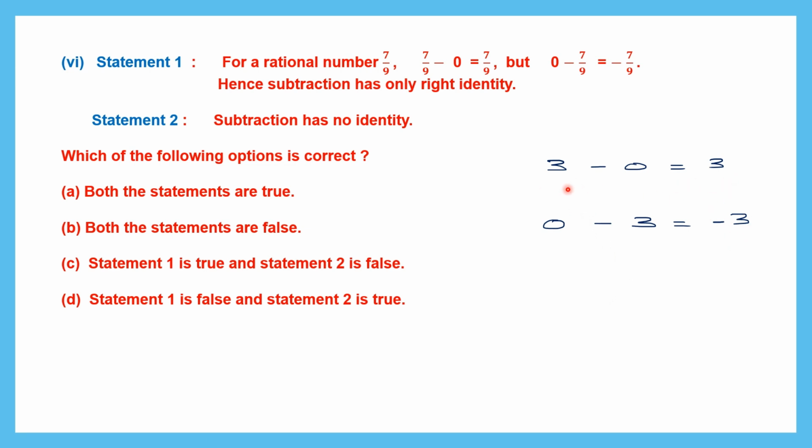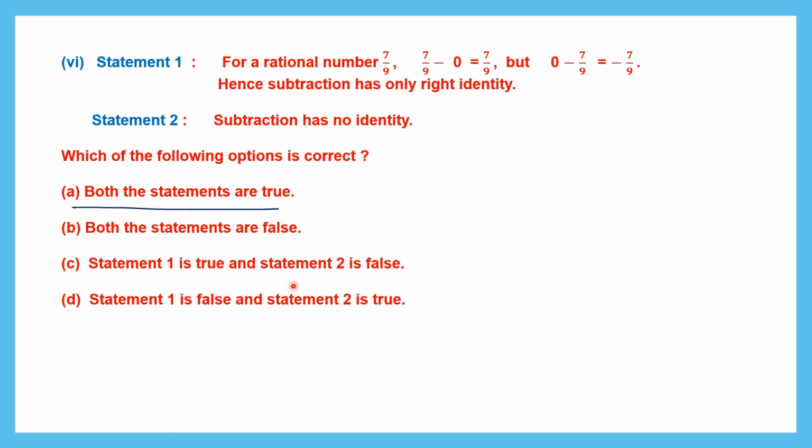So subtraction has only right identity. But for it to be a true identity, it should function in both directions, both the right and the left. So we say subtraction has no identity. That means this statement is also true. So both statements are true. So in that case, our answer is option A.